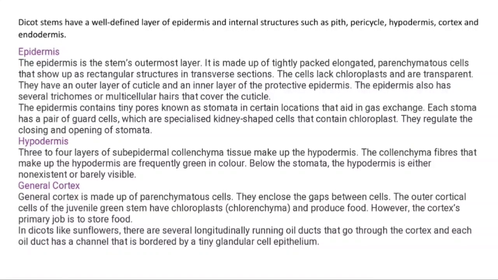Hypodermis. Three to four layers of subepidermal collenchyma tissue make up the hypodermis. The collenchyma cells that make up the hypodermis are frequently green in color. Below the stomata, the hypodermis is either non-existent or barely visible.